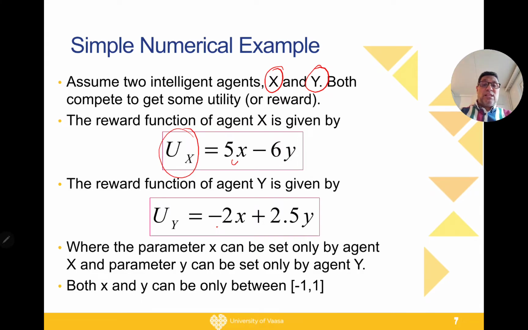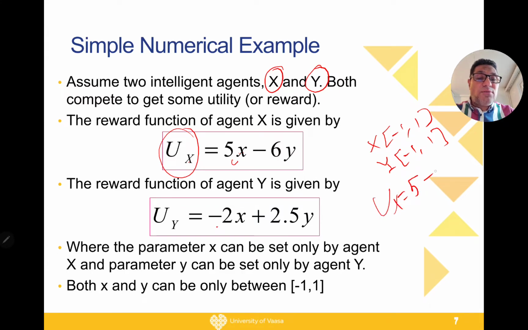Y is the parameter intelligent agent Y can control. Now let us assume that X and Y are between minus 1 and 1. It is clear that for intelligent agent X, in order to maximize its reward, they should put X at the maximum value. For example, the maximum is 1 here, then they will get UX equal to 5 minus 6Y.